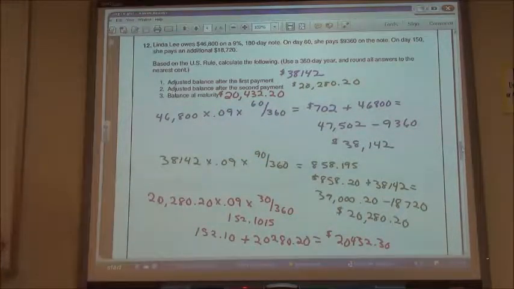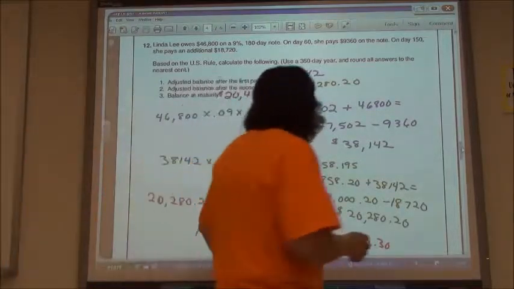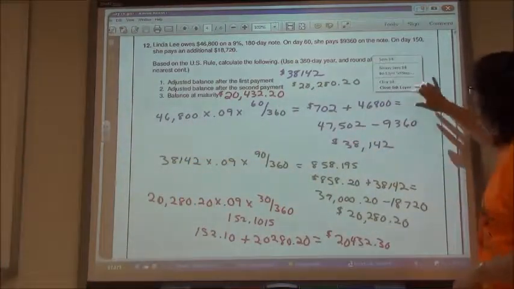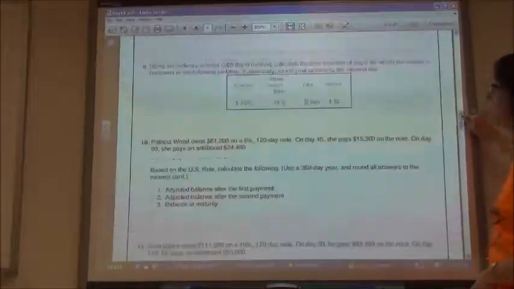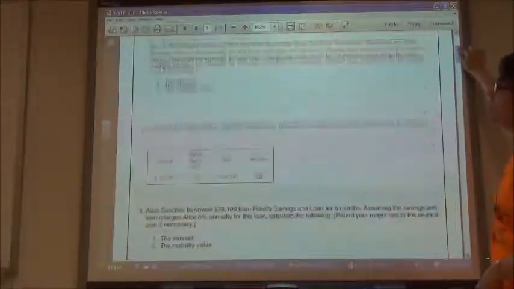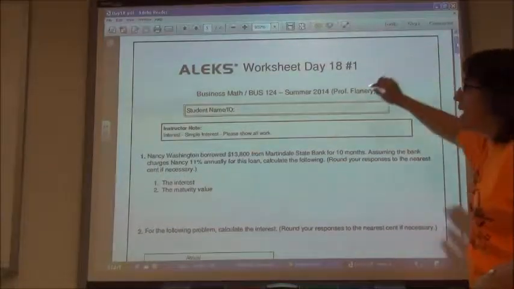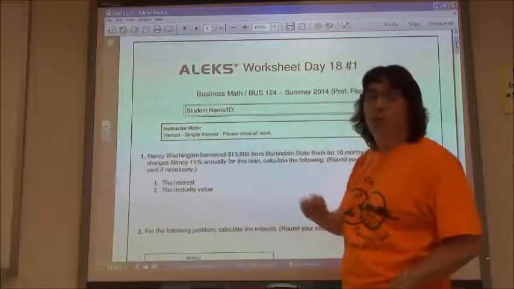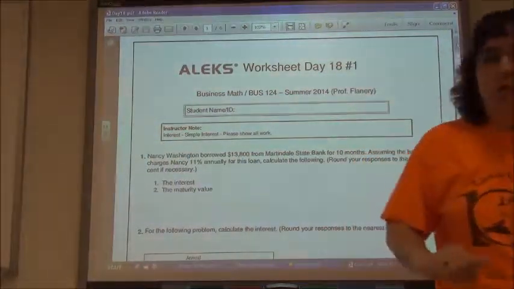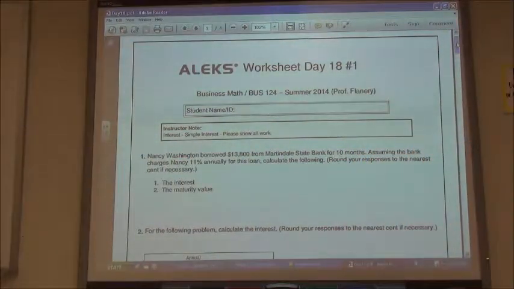And that is the end of that day. Whoops, I'm going to close my ink layer here, slide that back up to the top. So worksheet day 18, now under the interest category doing simple interest. So check on your pie chart under the interest category and see if you have any of those problems to do on your pie chart.